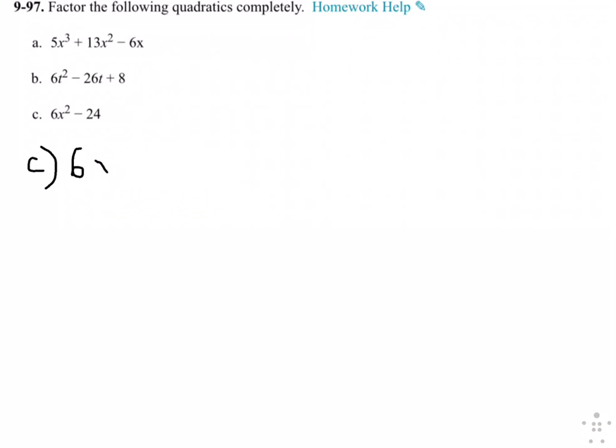Okay, the last one, c, let's make space. For c, we have 6x squared minus 24. All we can do here really so far is factor out a GCF, right? And that's 6. And I'm left with x squared minus 4.